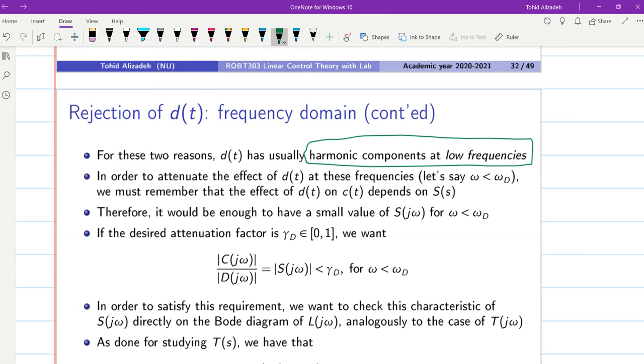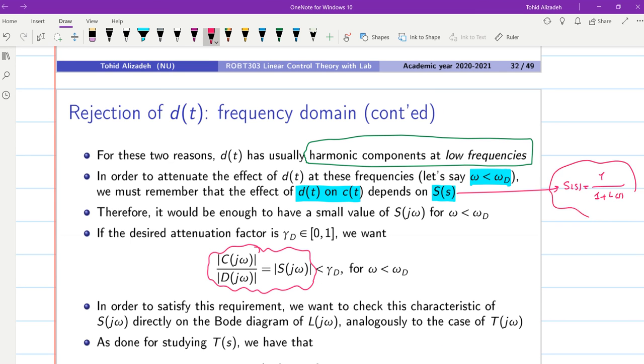In order to attenuate the effect of d of t at these frequencies, we will consider a frequency omega_d, where omega is smaller than omega_d, for the range of the harmonic components of the disturbance. We must remember that the effect of d on c depends on S of s. As you can see here, we have c over d equal to S, the sensitivity function, and S of s is equal to 1 over 1 plus L of s. This is something that you should remember from the previous lectures.